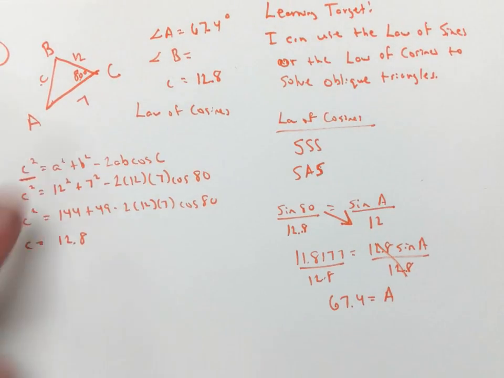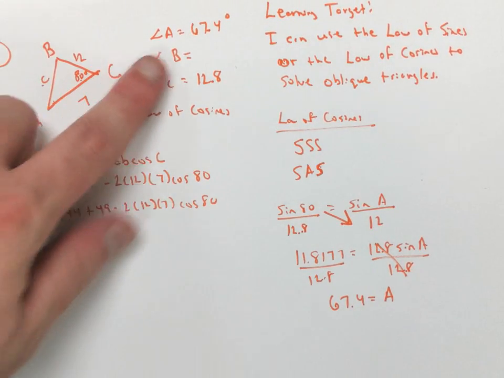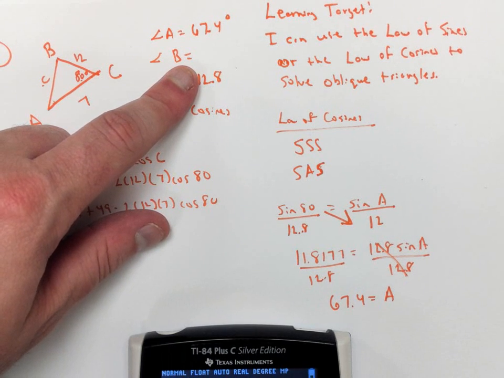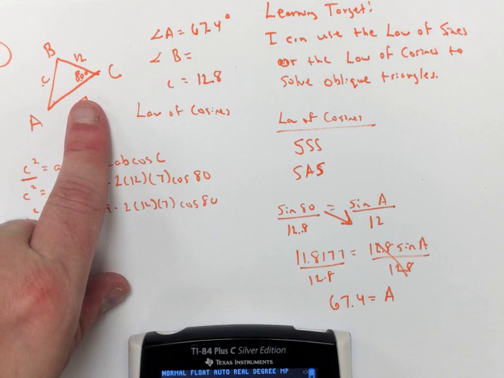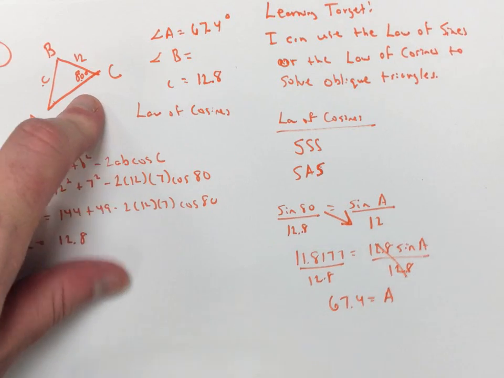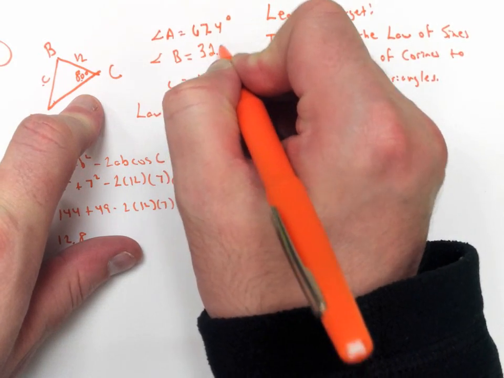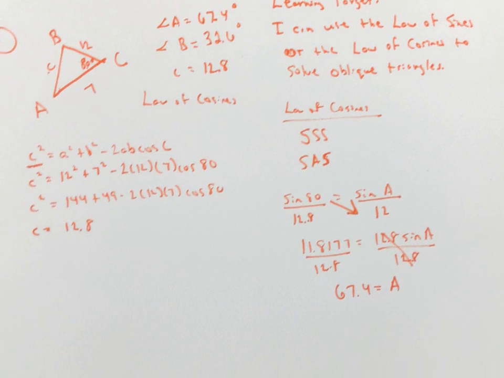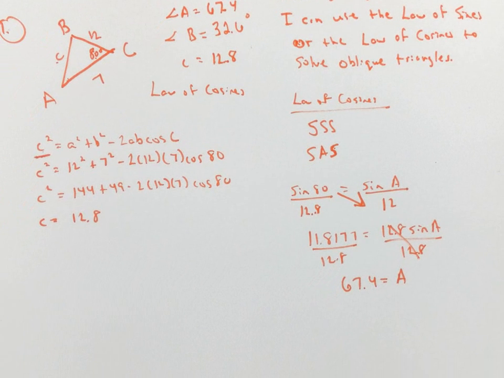Well, guys, now that I know this angle and I know my 80 degree, I can add those up and subtract it from 180 to find angle B. You don't have to show me that. Just put that in the calculator. 67.4 plus 80 minus 180. And you get 32.6 degrees. Most of y'all did good on that. The ones that showed me that on Friday.